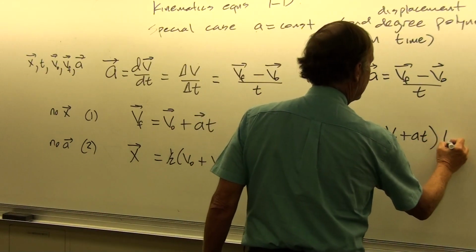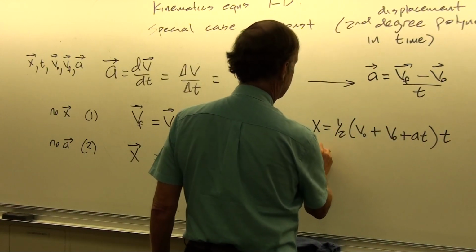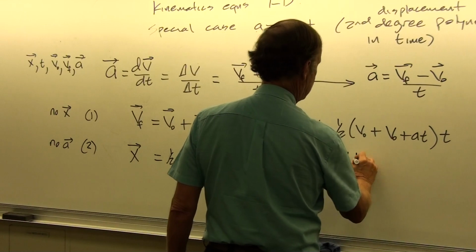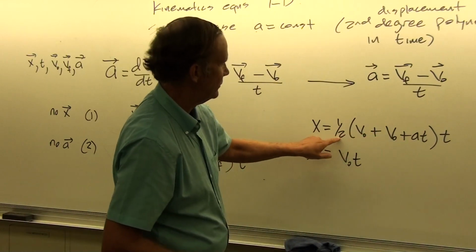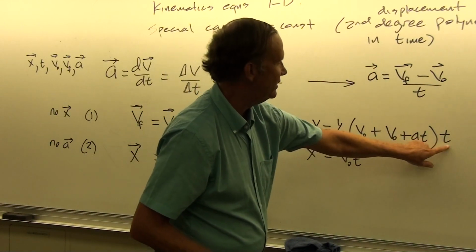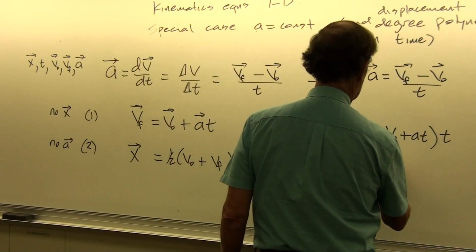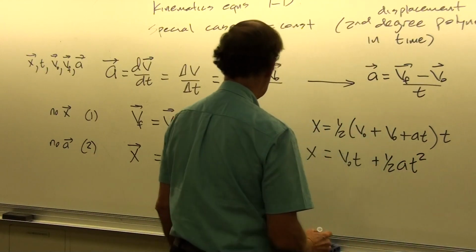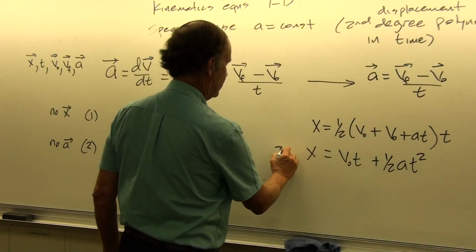And then I'll multiply that all by t, then that'll give me x is equal to v0 t, because here we have 2v naught times 1/2 times t, and then 1/2 at times t is 1/2 at squared. So that then becomes equation 3.